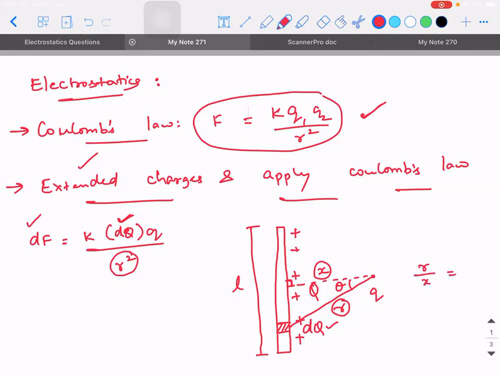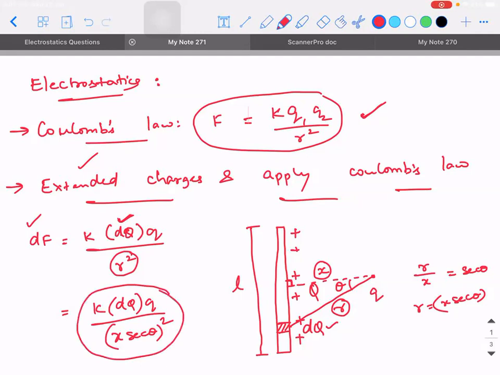What can I call it as? r divided by x is secant theta. Then what you need to do is write r in terms of secant theta. So k dq into q divided by x secant theta the whole square. Then we need to think of the limits. So I've just given you an outline of what we are supposed to do. I'm not concerned about what is going to happen here because the question is incomplete. But are you able to understand what you're supposed to do whenever there is a function that comes into the picture?